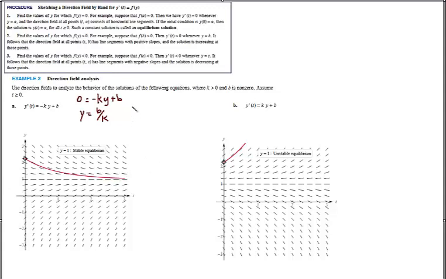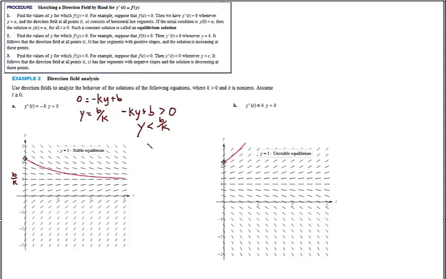And now let us consider when minus ky plus b is greater than 0. Moving that over and manipulating, we'll find that is when y is less than b over k. When y is less than b over k, because of that flipping of the inequality, that would be when we have an increasing solution. So you'll notice here is my b over k solution. When y is less than that b over k, we have increasing.